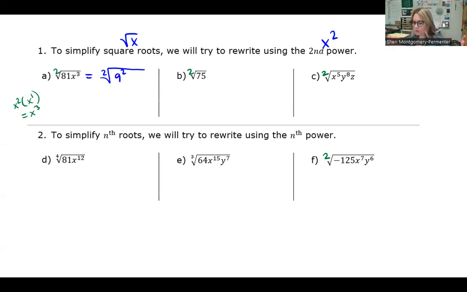Why did I even show you this? Because if our goal is to rewrite stuff to the second power so that we can cancel out operations, x to the third power doesn't cancel. But what if I rewrote it like this? It still equals x to the third. But if I rewrite it as x squared times x to the first power, that one can now cancel.